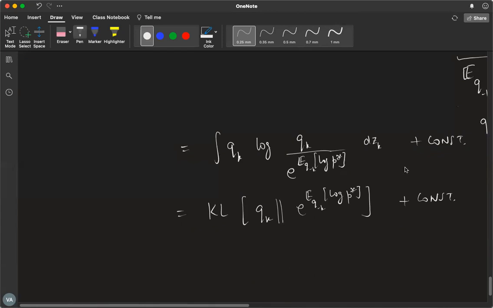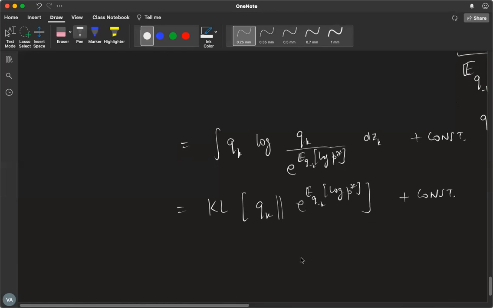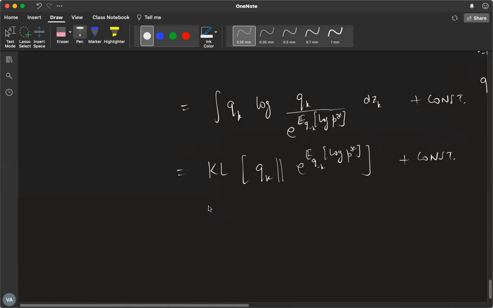Anybody can write on the chat window. So KL divergence between two PDFs is minimum when the two PDFs are the same, or are equal. So this means this KL divergence is minimum when QK is equal to the exponential of the expectation of log of p star.